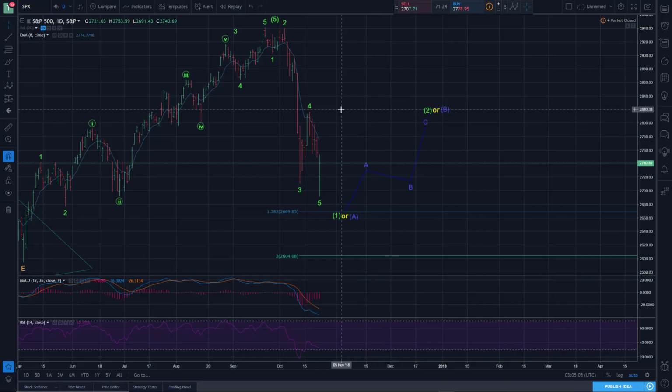Let's have a look at the major US indices, and we'll start off with SPX. Since the last video, we had this wave 4 high in place, and I was looking for a lower low down in wave 5 below the previous low we made in wave 3.